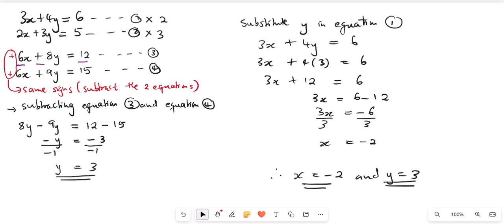So yeah, when you get simultaneous equations like this, it's not ideal to use substitution, so stick to elimination unless the question specifies otherwise. So this is how we solve a question like this one.